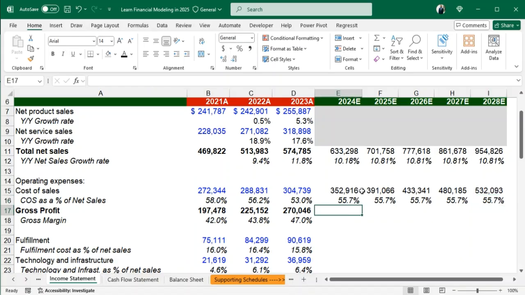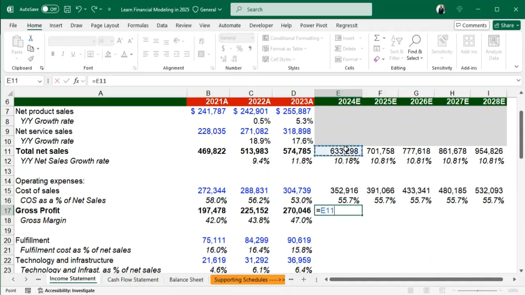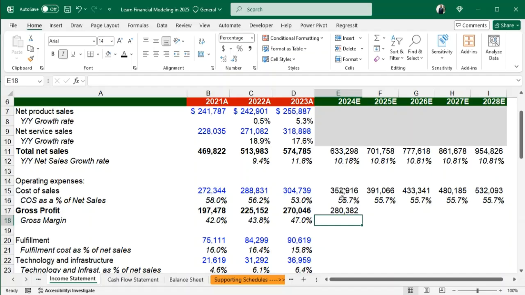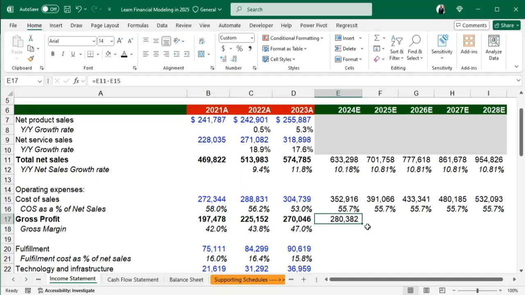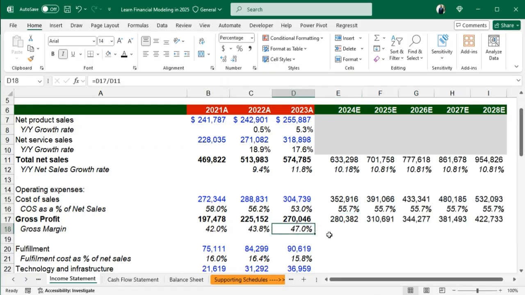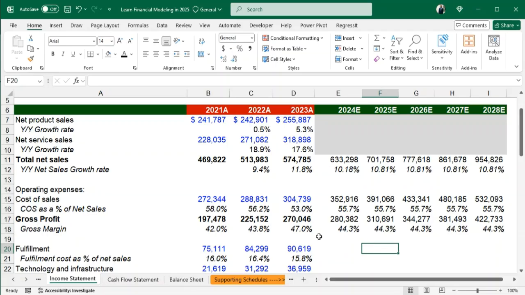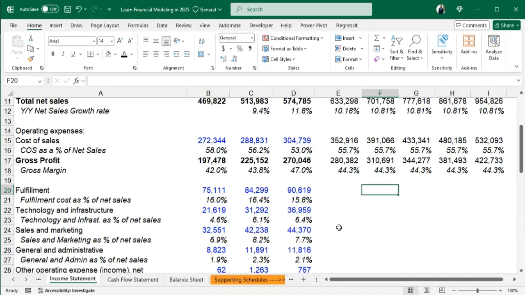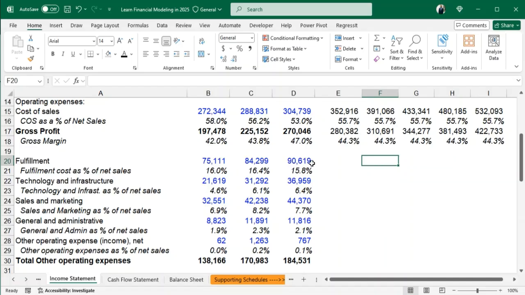Now with this, we can calculate our gross profit. Now gross profit is equal to revenue minus our cost of sales. Alright, so I can copy the formula to the right using Control R, and also copy this particular formula, which is our gross margin, also to the right using Control R. So that is what we have here. Alright, so that is that for our cost of sales as well as the gross profit and the gross margin.